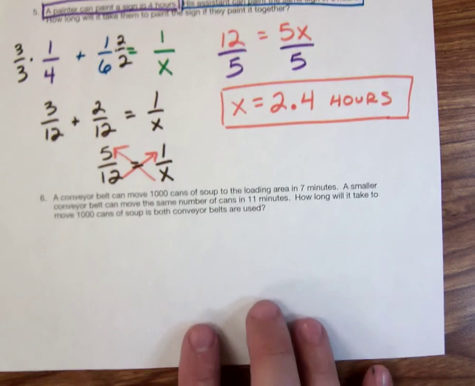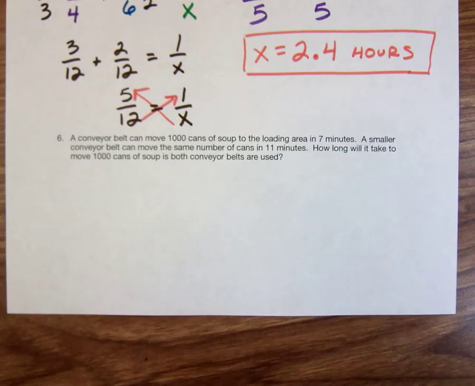Let's do one more kind of like this. Let's talk about the conveyor belt. A conveyor belt can move 1,000 cans of soup to the loading area in 7 minutes. A smaller conveyor belt can move the same number of cans, 1,000, in 11 minutes. How long is it going to take them to move 1,000 together if these conveyor belts join powers for the good of the cans of soup?